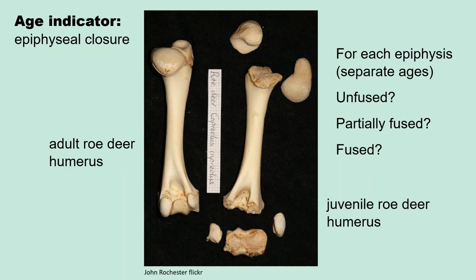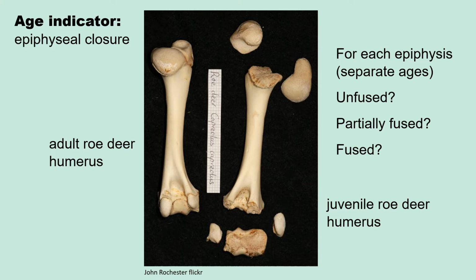Another age indicator is epiphyseal closure. When mammals are young, the epiphyses are not connected to the diaphysis. In between the two are growth plates, which is how the bone gets larger and therefore the mammal gets larger. On the right, you see an unfused young juvenile roe deer humerus. On the left, an adult roe deer. All those separate pieces are now fused together and growth has stopped.